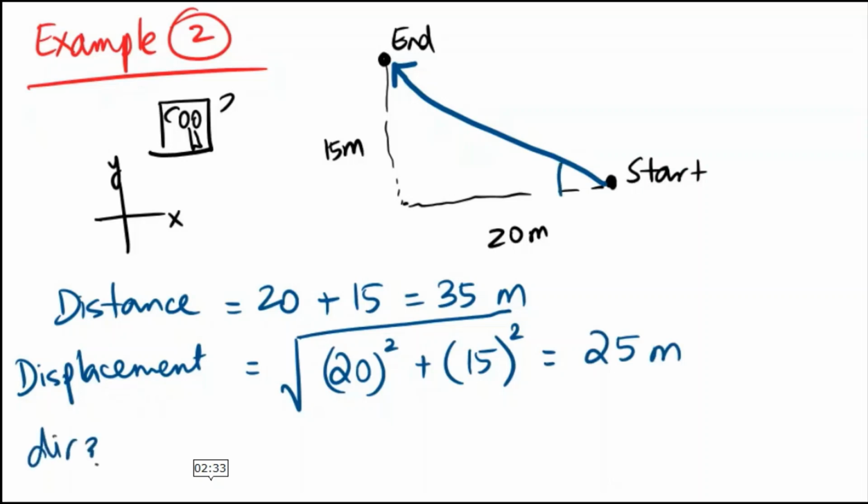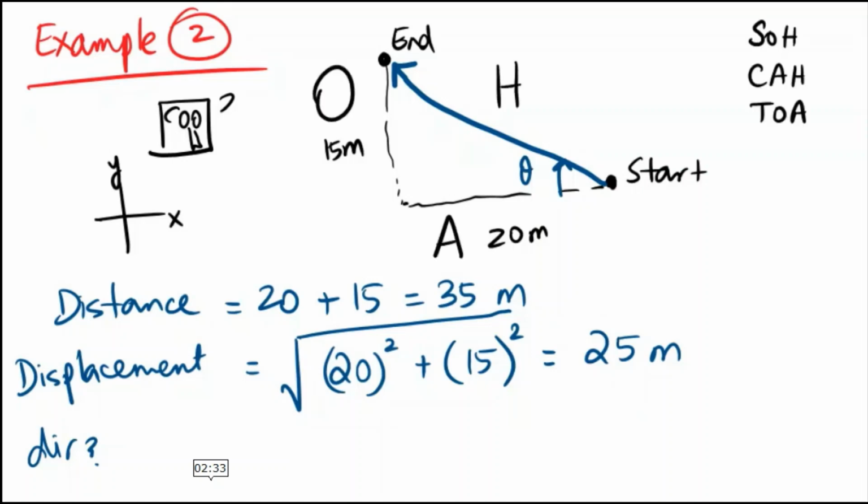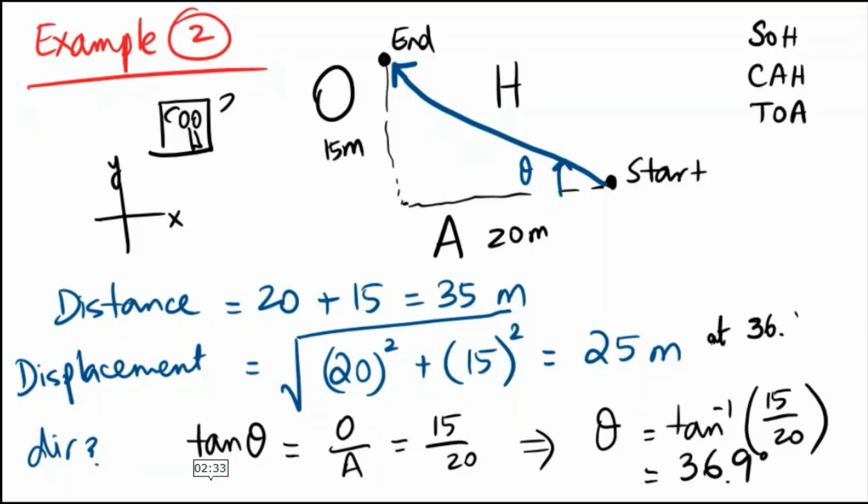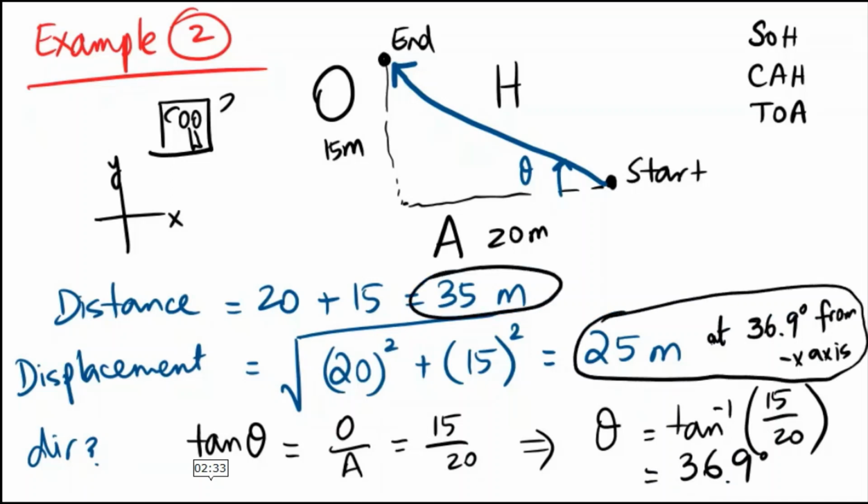Now let's talk about the direction. We need to identify the angle. So we're going to use the trig functions. If I label the triangle as opposite side and adjacent side, I can find the angle using the tangent function. Again, use the numbers in your triangle. If you take the inverse of tangent, you will get the final answer, which is going to be 36.9 degrees. So I can state my displacement as 25 meters at 36.9 degrees from the negative x-axis.